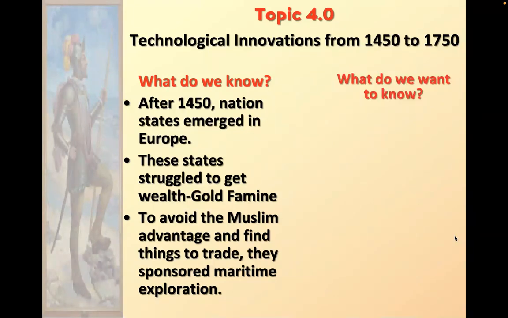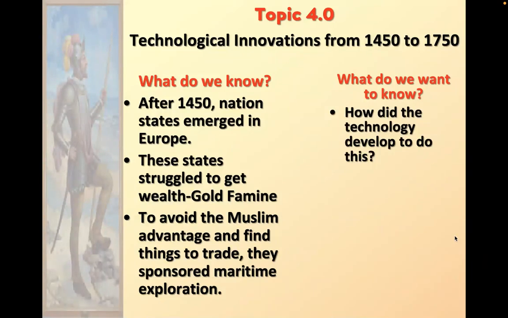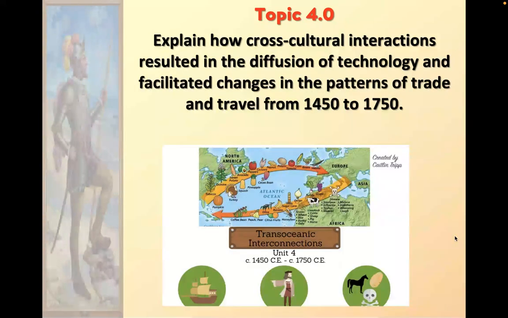So, what we want to know through this video and in this topic is: how did the technology develop to be able to do this? And how did this overall lead to changes in trade and travel? So, our essential question, which you need to take notes to answer, and what you need to be able to answer to study for this test, is essentially: explain how cross cultural interactions resulted in the diffusion of technology and facilitated changes in the patterns of trade and travel from 1450 to 1750.